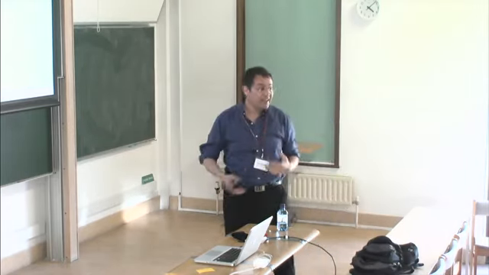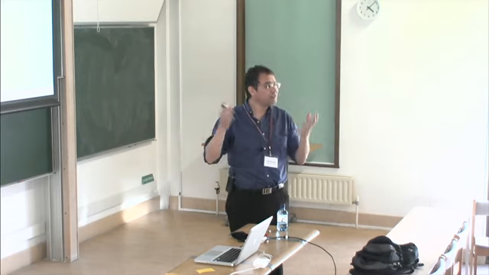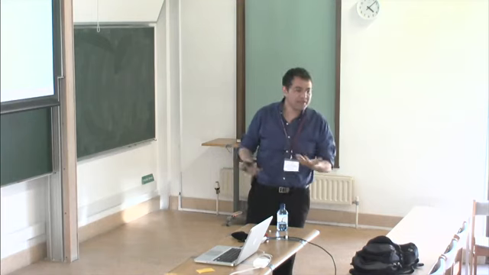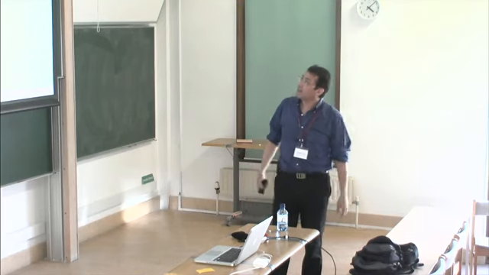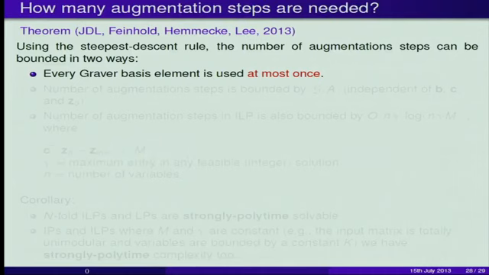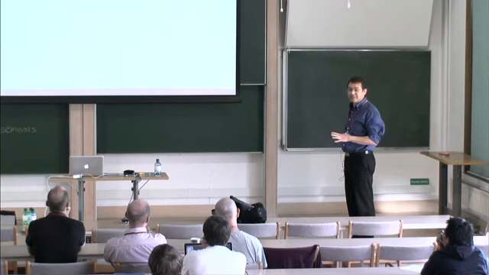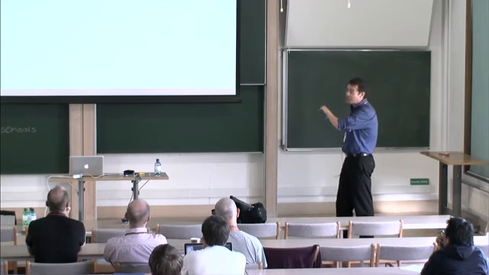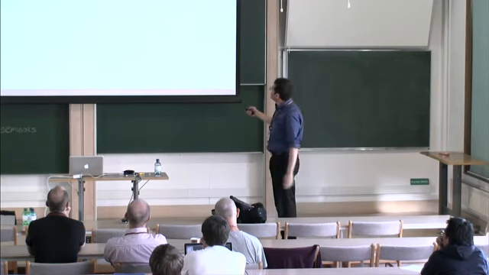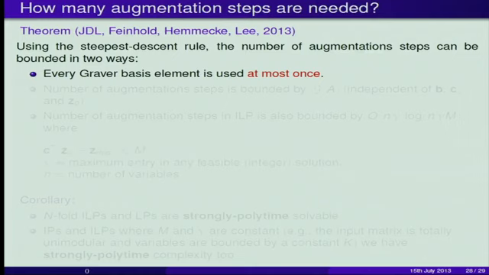Again, I want you to think of the similarities with the simplex method. So how many steps are there? Very recently, this is very fresh, we started looking at these pivot rules. In particular, I will state some results about the steepest descent, but there are other results for the other pivot rules that I mentioned. So how many augmentations are there in this case?